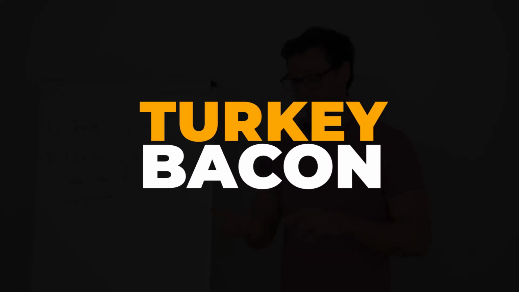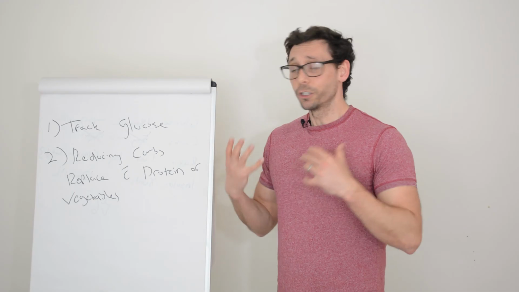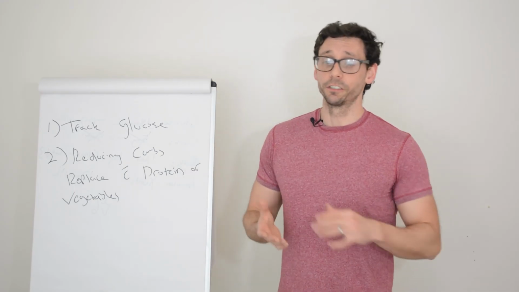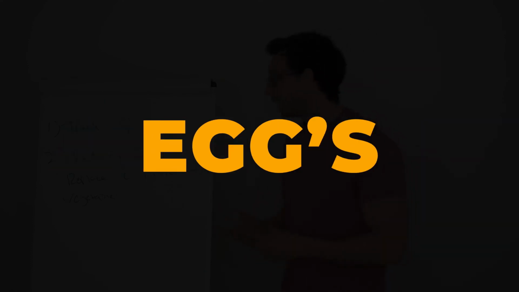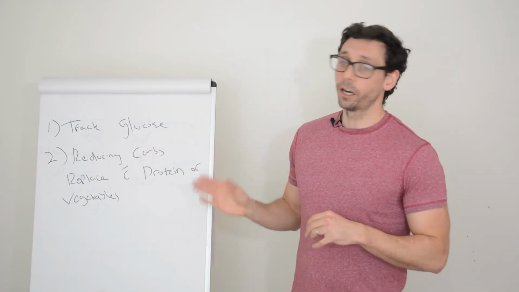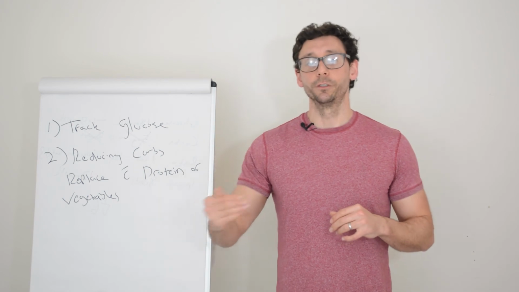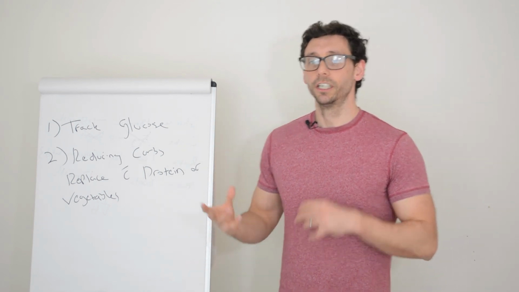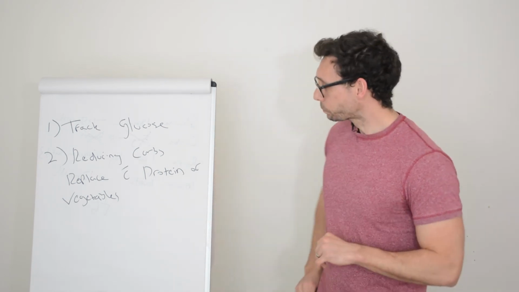Something like turkey bacon, chicken sausages, corn sausages. You know, really, you're only limited by imagination. Cherry tomatoes, avocado, eggs, they all do the job to reduce those carbohydrate-containing foods and replace them with foods that do not affect your blood glucose levels. So that's the kind of mindset to get into.